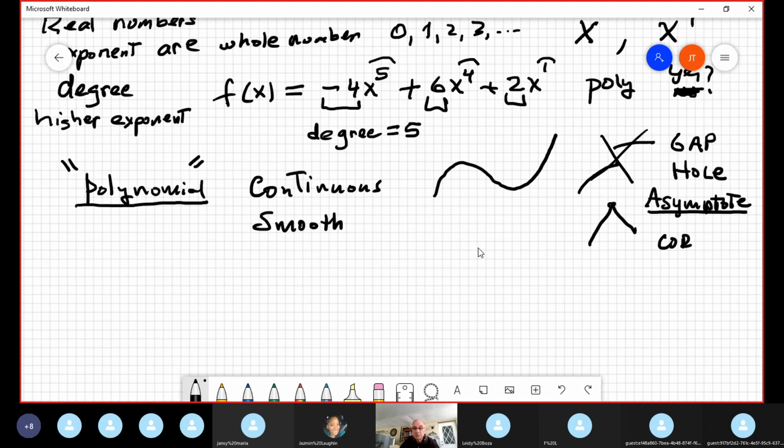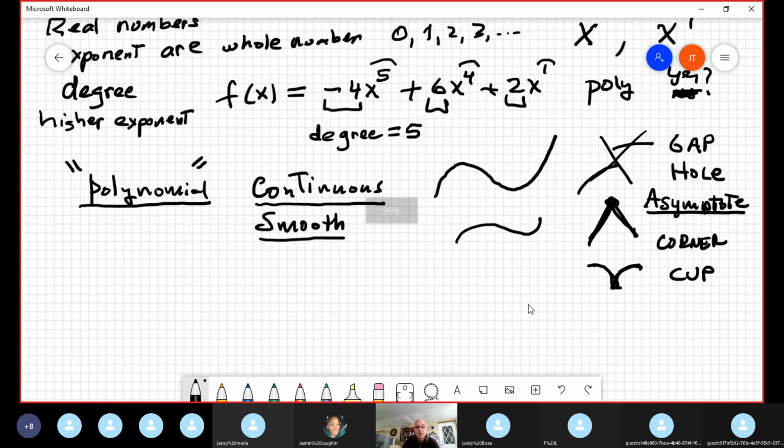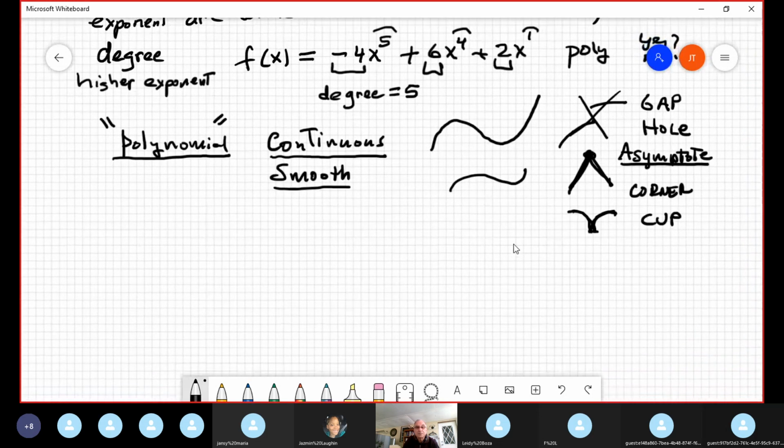We have no corner like that because it's smooth. And we have no cusps. What do cusps mean? A cusp is like that. Actually, a corner is when a line and another line meet. And this is not a corner, this is not a line, it's a curve and another curve. So the graph of the polynomial is continuous and smooth. It's super nice. Okay. Any question?